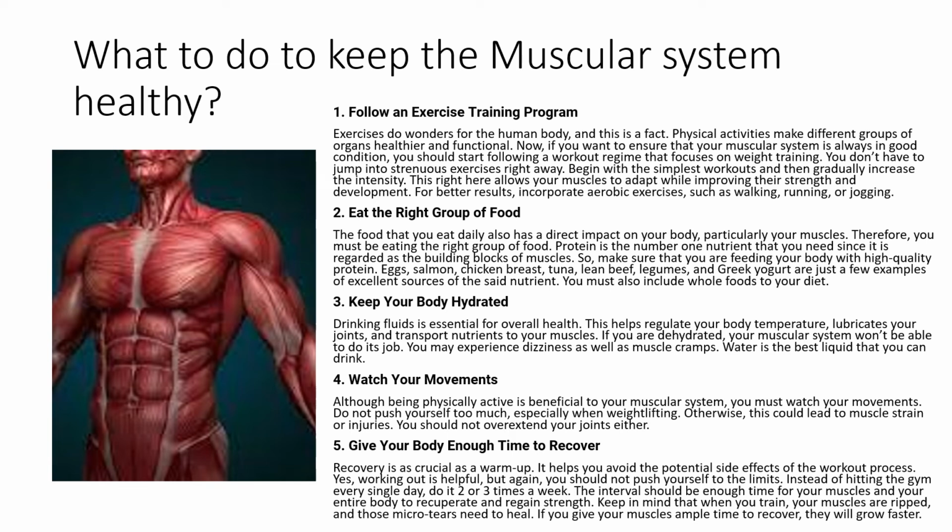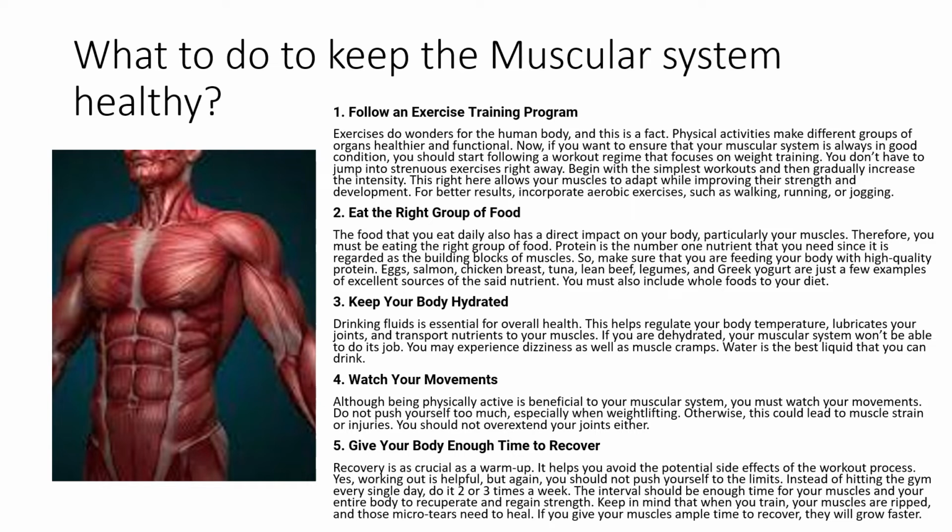Now, if you want to ensure that your muscular system is always in good condition, you should start following a workout regime that focuses on weight training. You don't have to jump into strenuous exercises right away. Begin with the simplest workouts and then gradually increase the intensity. This allows your muscles to adapt while improving their strength and development. For better results, incorporate aerobic exercises such as walking, running, or jogging.